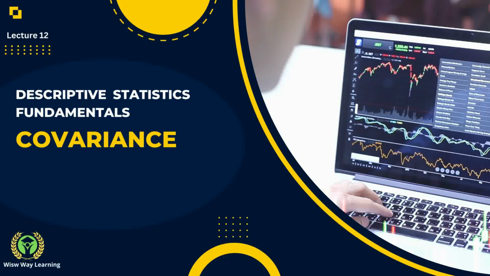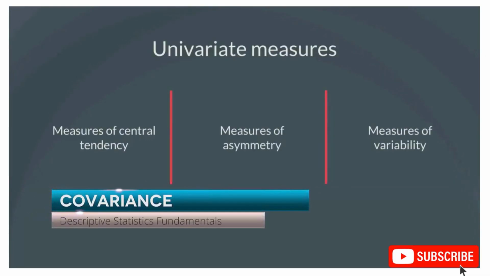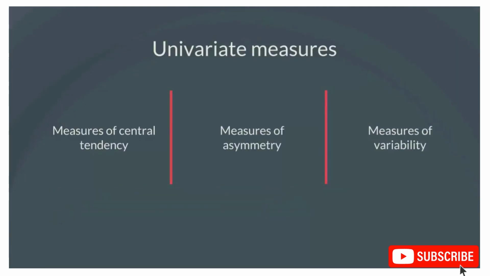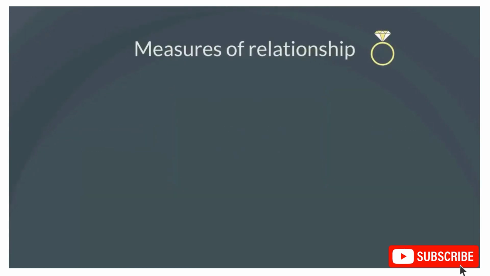Lecture number 12, Understanding the Covariance. Alright, excellent. We've covered all univariate measures. Now, it is time to see measures that are used when we work with more than one variable. In the next 2 lessons, we'll explore measures that can help us explore the relationship between variables.